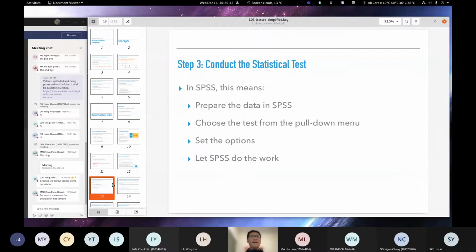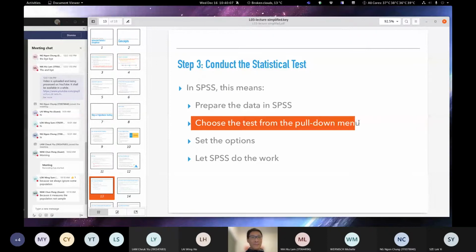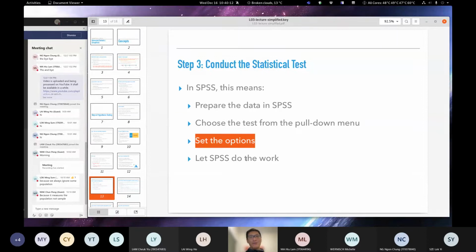So step 3 here, we conduct the test. In SPSS, it means that, first of all, you need to prepare the data. You need to import your data into SPSS and then clean the data. You did that 3 weeks ago in our first class. Okay, prepare the data, and then you choose the test from the pull-down menu of SPSS. You set the options, and then you just let SPSS do the work. That is step number 3.